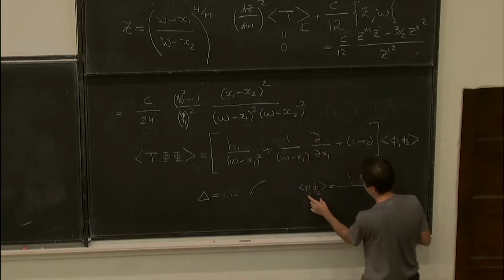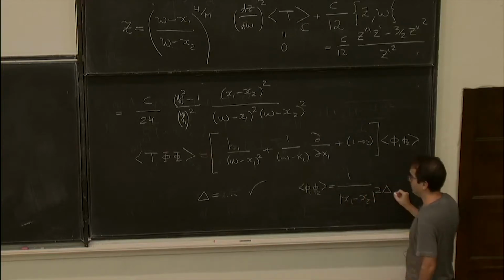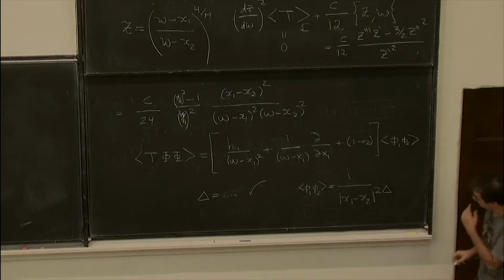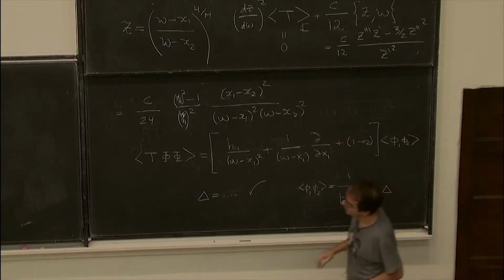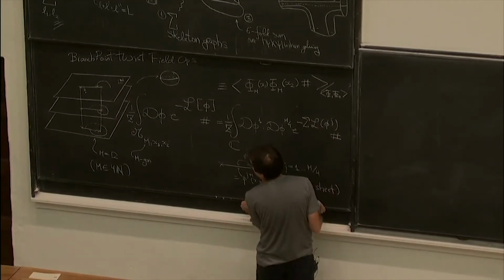So the correlation between 1 and 2 is the distance x1 minus x2, really the Euclidean distance, to the power 2 delta, where delta is what I computed up there. Okay, good. So now this is a result to keep in mind, that dimension that I wrote there.